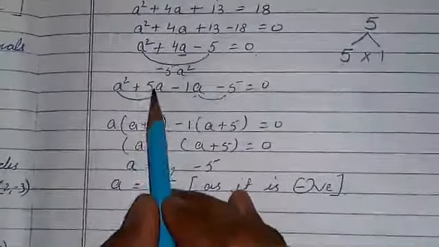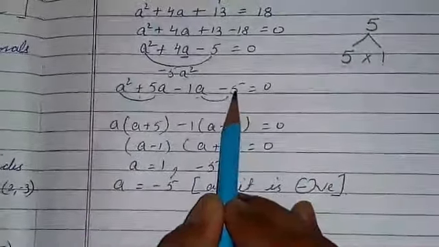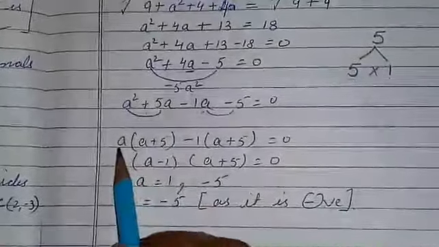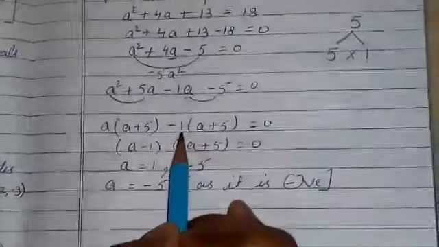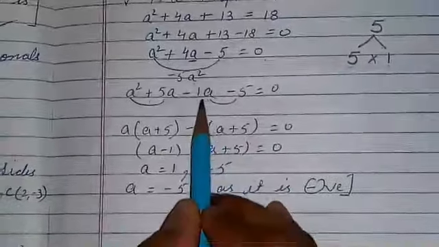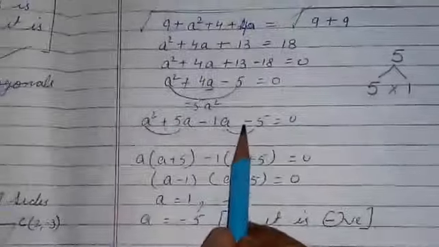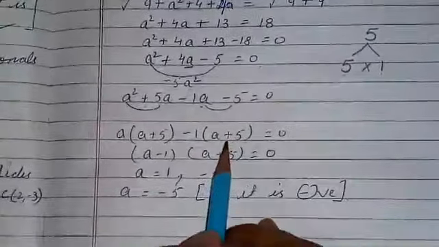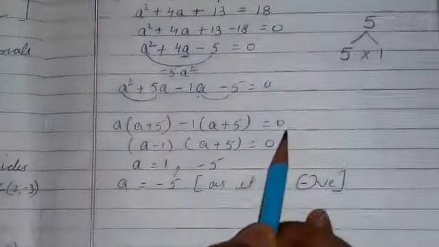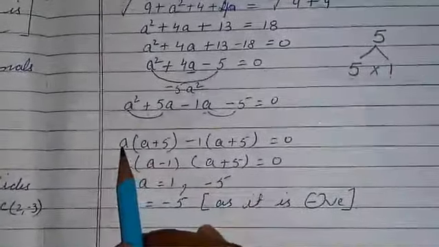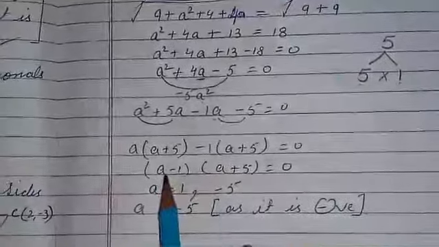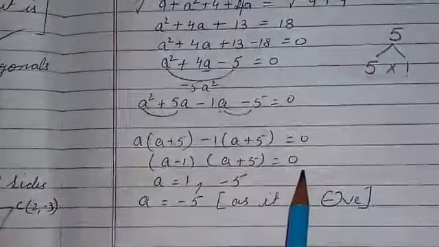Then the next step is to make pairs, which we already made. Now what is common in this pair? a. Inside you are left with a plus 5. And in this pair what is common? Minus 1. Here what you will get? a. Minus is already taken common and the sign will change to plus 5 is equal to 0. Now a plus 5 is common in both and then you are left with a minus 1. So a minus 1 and a plus 5 is equal to 0.